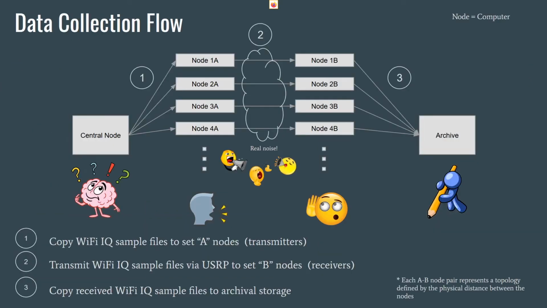Data collection flow. First, we will copy the Wi-Fi IQ sample files from the central node to the transmitter nodes. Next, we will transmit the Wi-Fi IQ sample files via USRP to the receiver nodes. And if you look in the middle of step 2, you will see a cloud that represents real-world noise. Running this device on the grid gives us the benefit of real-world interference from other Wi-Fi devices. Using real noise in our data makes our neural network more resilient. In other words, it will be better at distinguishing between modulation schemes when there is noise involved. And for the final step, we copy the received Wi-Fi IQ sample files to archival storage.